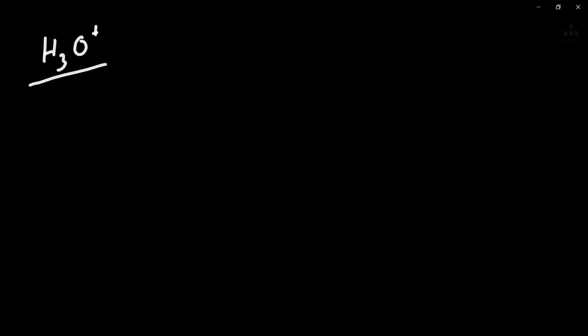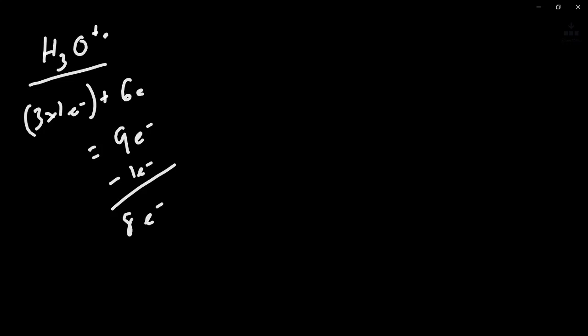So the first thing we want to do is count up our electrons. So 3 times 1 electron. Then we know, of course, that oxygen gives us 6. This gives us a total of 9 electrons, but we have a +1 charge, so we're going to subtract 1. So we have a total of 8 electrons to play with.